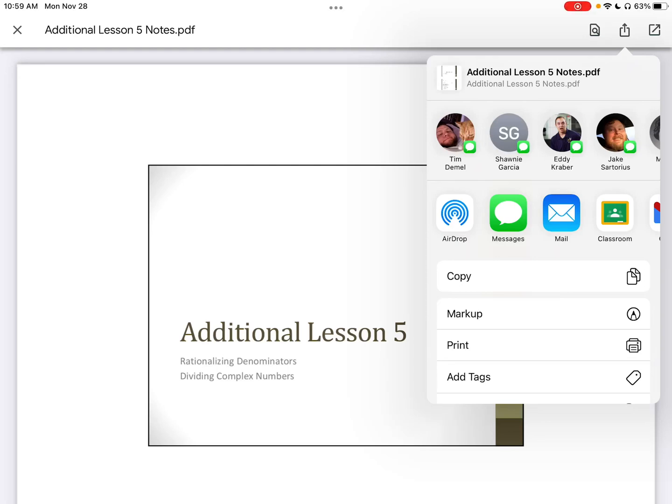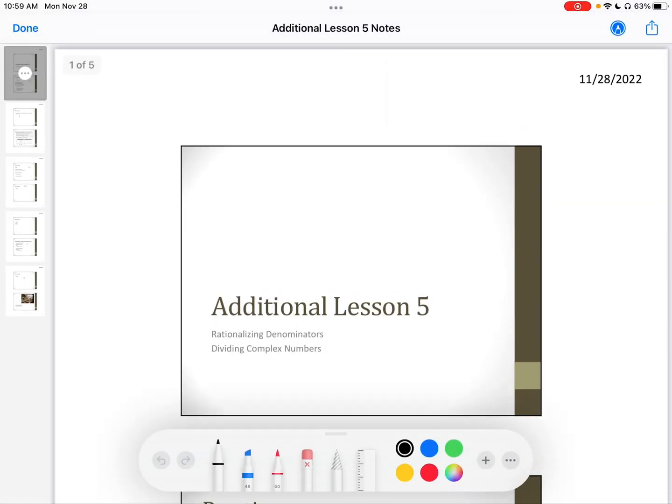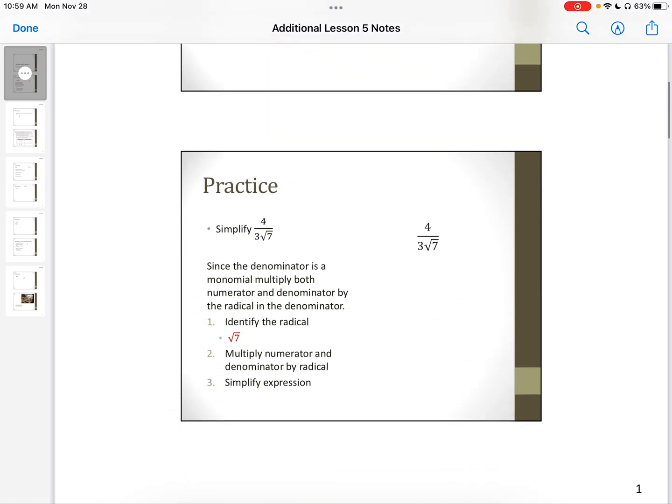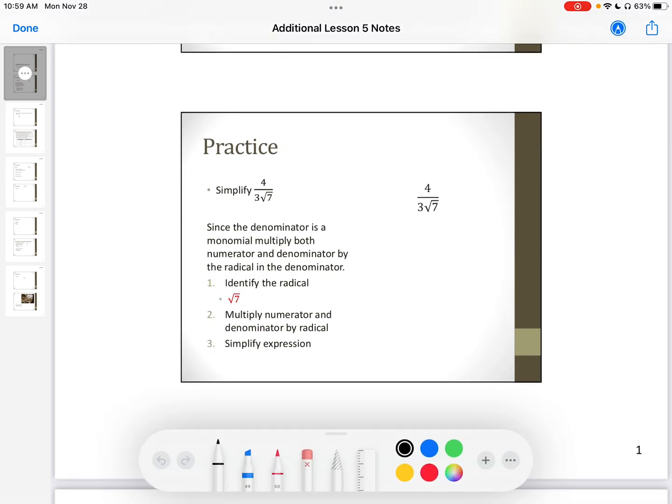Okay, we are going to be talking about rationalizing denominators, and we will go back to our complex numbers and talk about how we can divide those now. So, starting out, we are going to work to rationalize denominators. Why do we need to rationalize denominators?